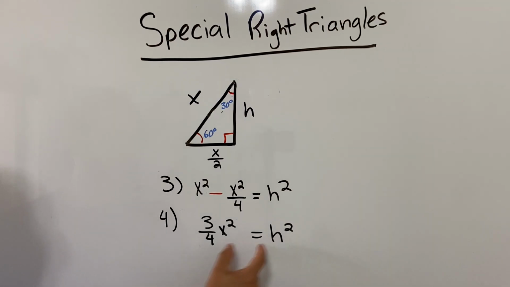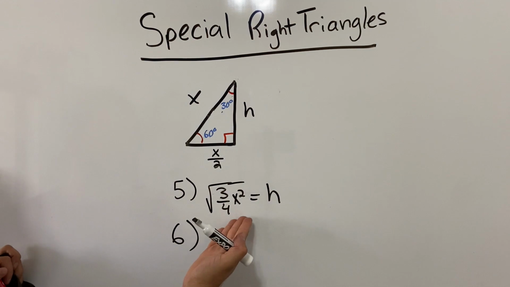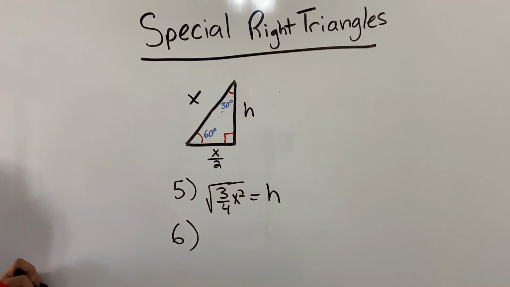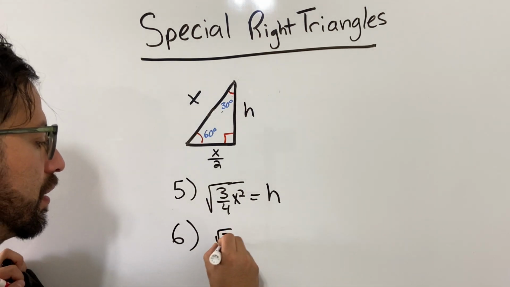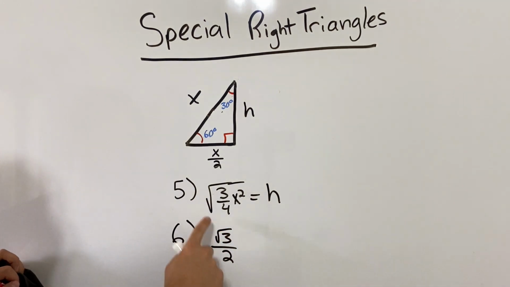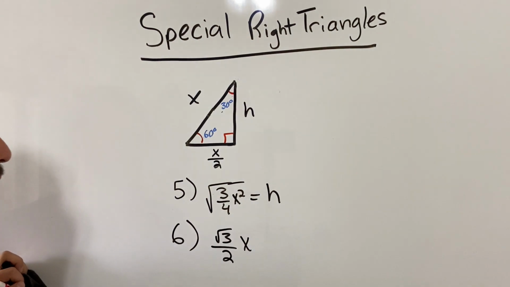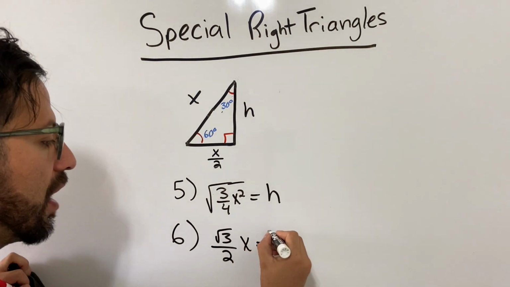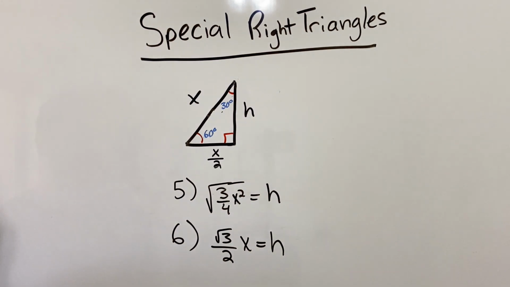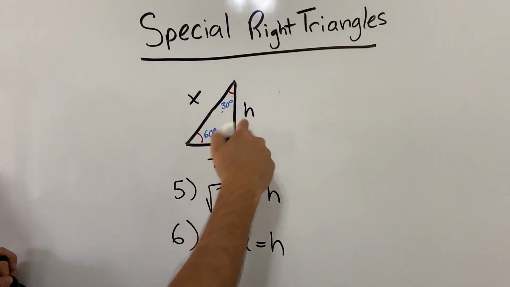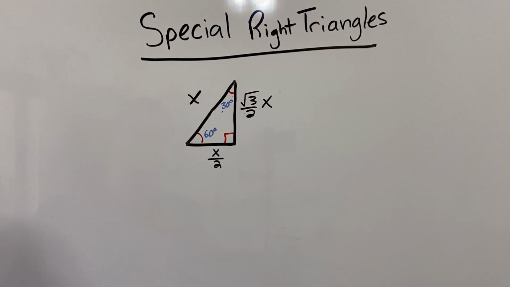Finally, we'll take the square root of both sides to isolate the h, and we get this expression right here, which we can simplify into root 3 over 2 x. So all I did was take the square root of this, take the square root of x squared, gives me x, and now we have a value for h, which we can substitute back in here. So there you have it, friends.